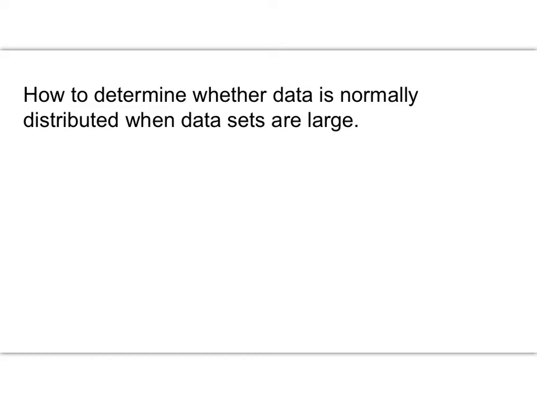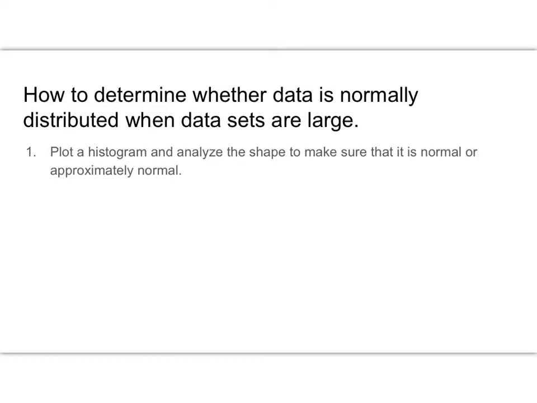So if your data set's large and we want to determine whether it's normally distributed, and by large I mean you have more than 30 pieces of data that you've sampled from a larger population, there are a couple ways to tell. The first one is that you can plot a histogram and analyze the shape and make sure that it is normal or approximately normal, because nothing is ever perfect in real life.